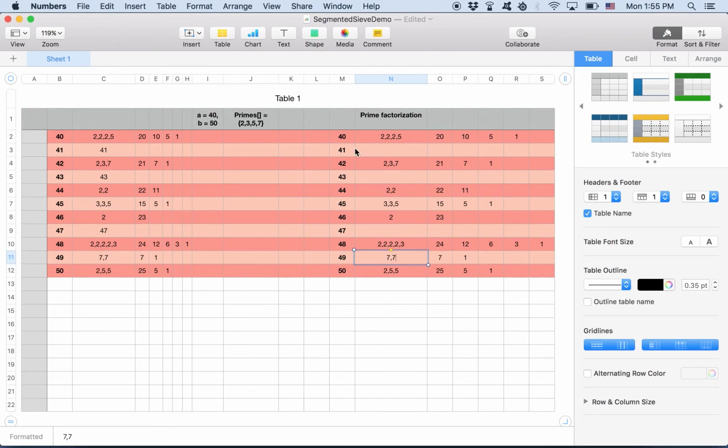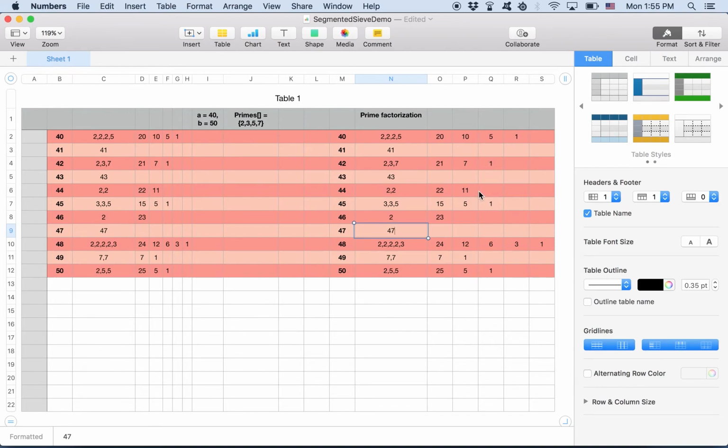But notice this. We never touched 41, 43, and 47. This means that those numbers are prime. So we can simply write them in their own prime factorization. So 41 is 41. 43 is 43. 47 is 47. And yep, all of the others became 1.